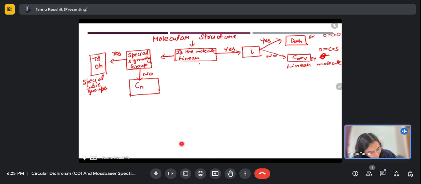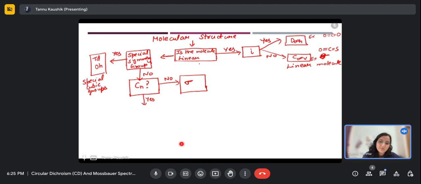Does the molecule have a rotational axis present in it? If no, then we will ask whether it has a plane, like any plane present in it, because we will specify whether a molecule has horizontal, vertical or dihedral plane based on the rotational axis, based on the principal rotational axis.